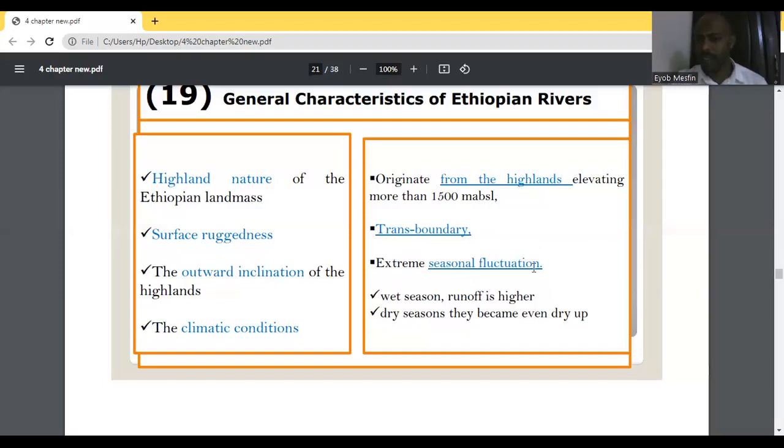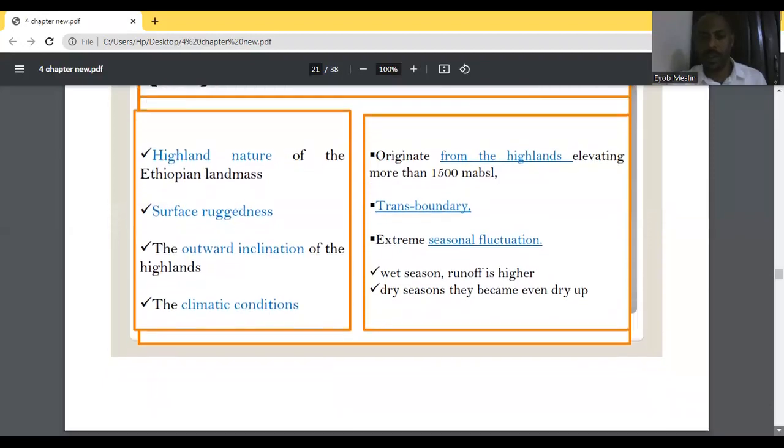The other characteristic is extreme seasonal fluctuation. Most of our rivers have a seasonal character. In the dry season, the volumes of those rivers are reduced, and in the summer season, due to excessive rain, the volume of water increases. During the wet season the runoff is very high, while in the dry season it dries up. The volume decreases in the dry time and increases higher and higher in the summer season. This is another characteristic of the Ethiopian rivers.